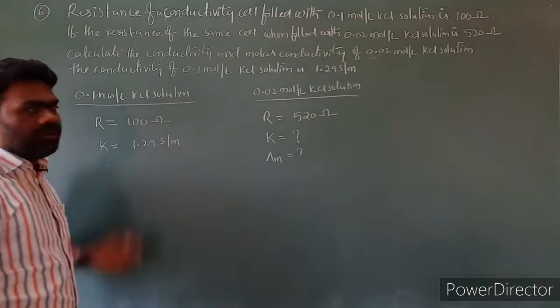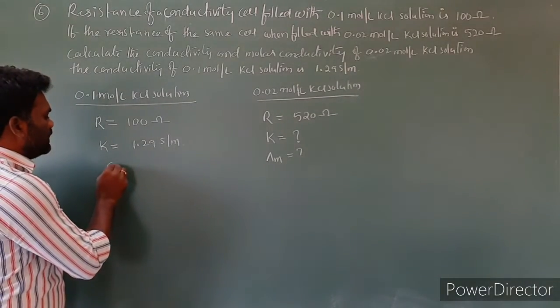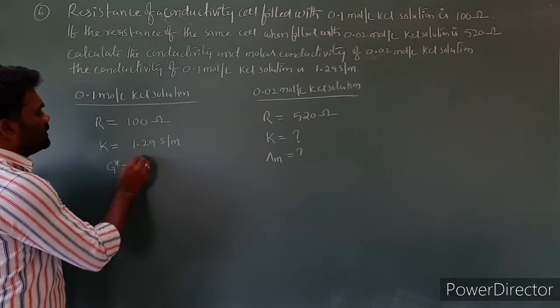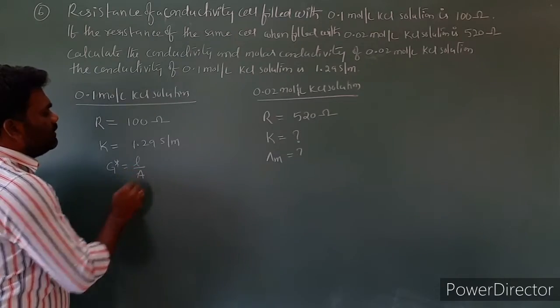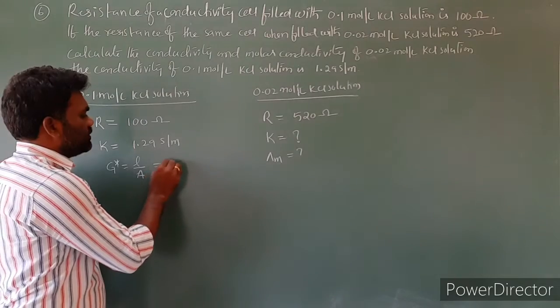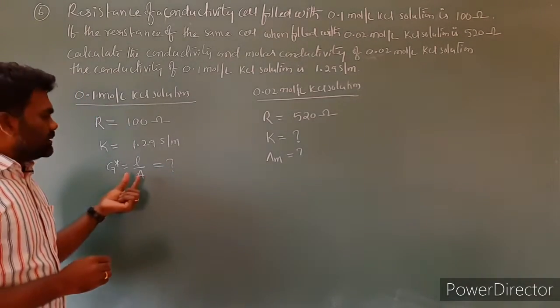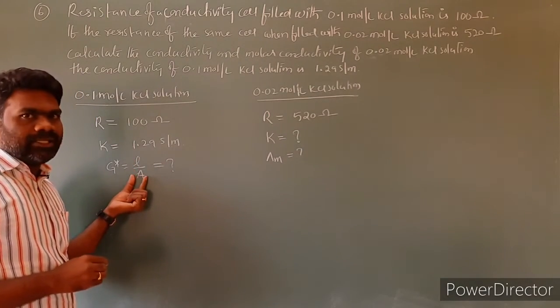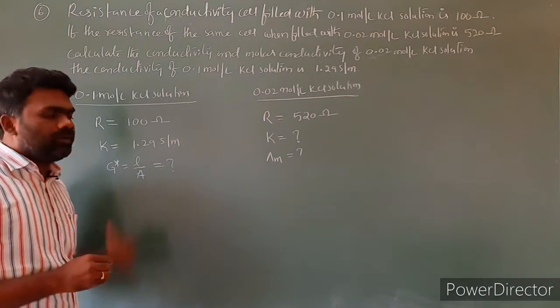Then first we have to find out the cell constant. Cell constant is nothing but G star. G star is equal to L by A. The quantity L by A is called the cell constant, denoted by G star. This one we have to find out first.